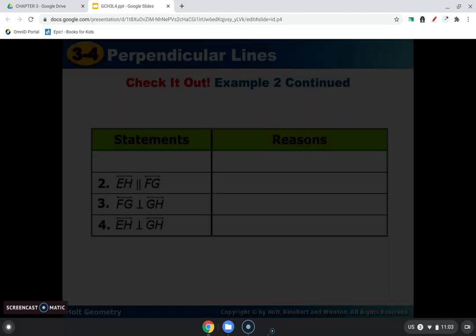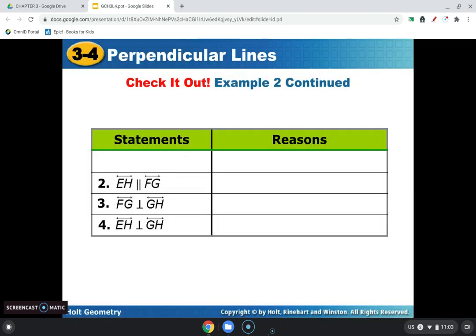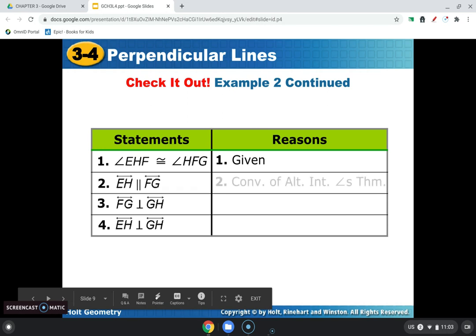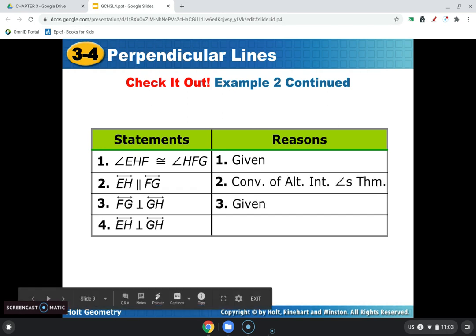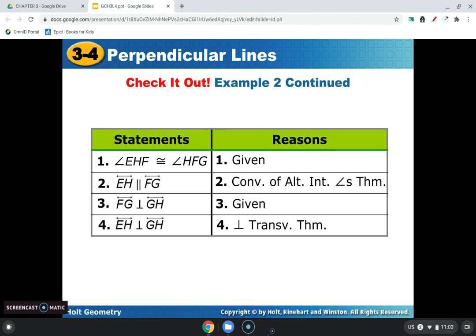All right, it's kind of messy, but let's see if this really cleans it up. So we have our givens. Converse of alternate interior angles, they broke up the givens. We can put them all on the same line. Doesn't matter how you do it. And then the perpendicular transversal theorem, or 342. All right, so use those 3. You've got that note sheet to do that.